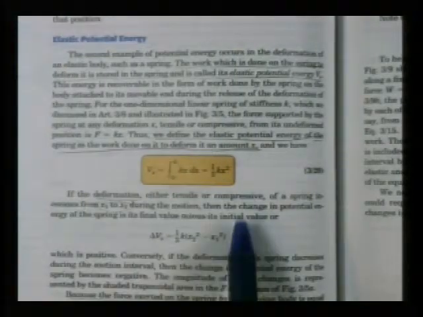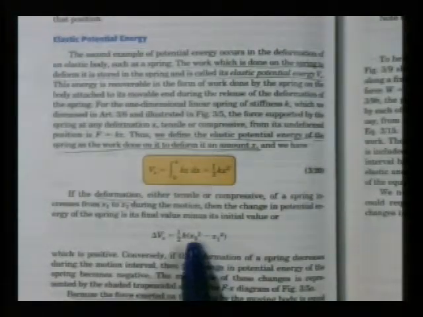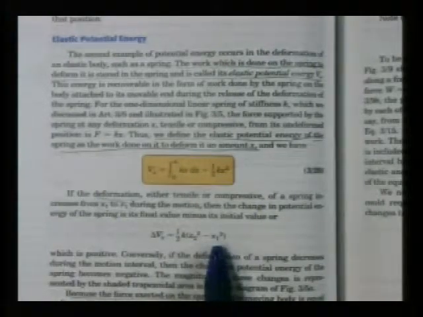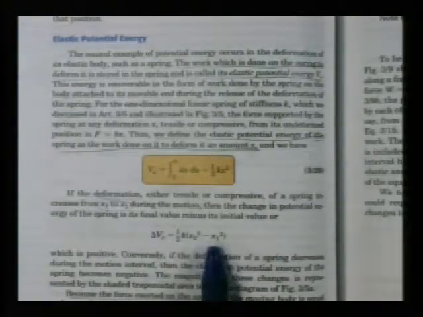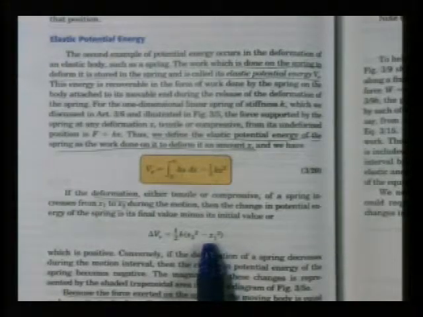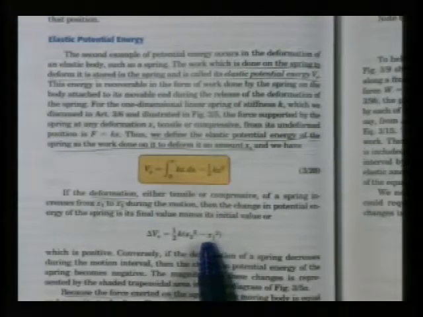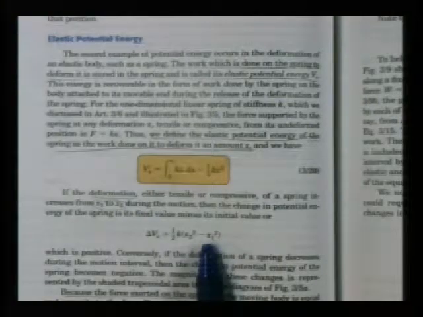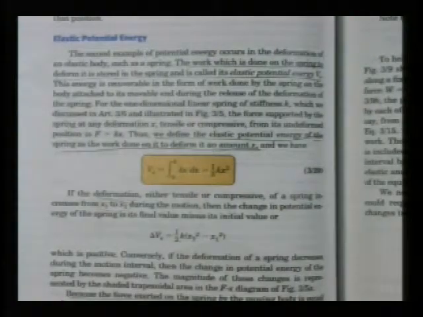So if you have a spring at some position x2 that previously was at position x1, here's the change in elastic potential. It's that simple: 1/2 k times the difference of the squares of the displacements. So, we're now ready to work some problems. I think you'll like these. So let's tackle a problem.